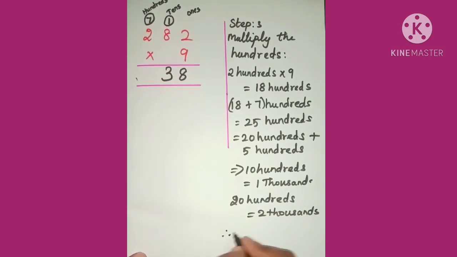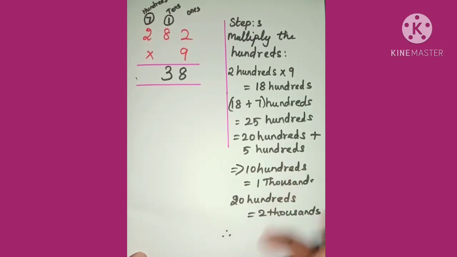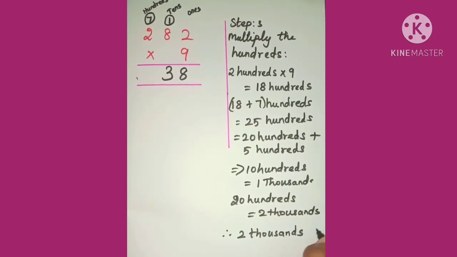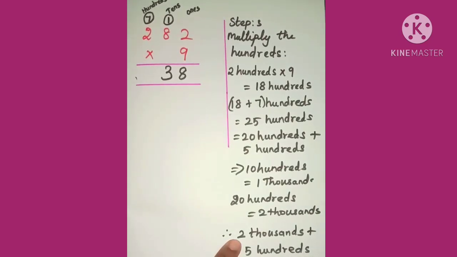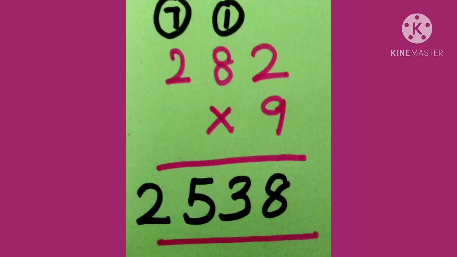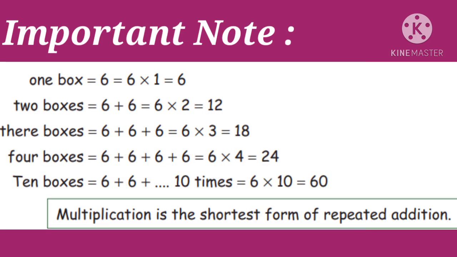So, we can write 20 hundreds plus 500s as 2000s plus 500s. So, write 2 in the thousands place and 5 in the hundreds place. So, the answer will be 2538. Important note: multiplication is the shortest form of repeated addition.